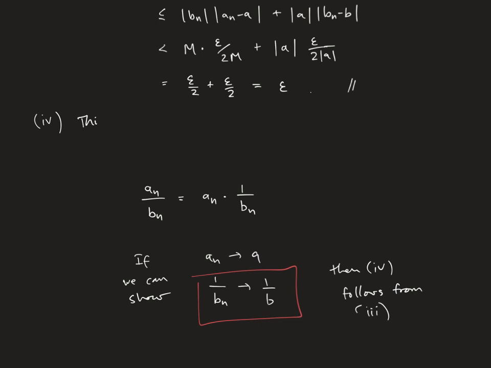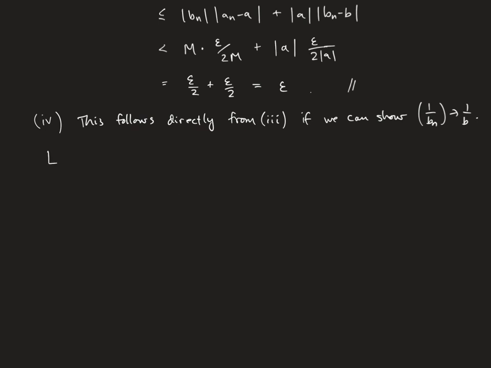So this follows directly from 3 if we can show that the sequence 1 over bn converges to 1 over b. Okay, so let epsilon be greater than 0, and so we're going to prove this claim. Skeptic gives us our epsilon, and we're off.